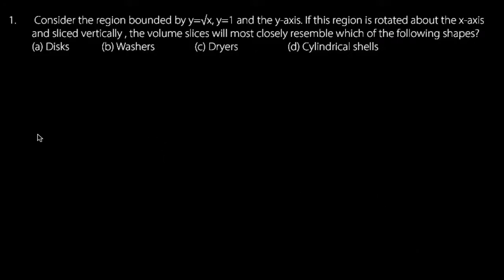Hello there. The question we have here says: consider the region bounded by y equals the square root of x, y equals 1, and the y-axis. If this region is rotated about the x-axis and sliced vertically, the volume slices will most likely resemble which of the following shapes? The first one you have here is discs, the next is washers, the next is dryers, and the last one is cylindrical shells.